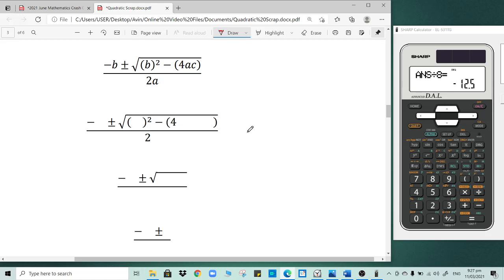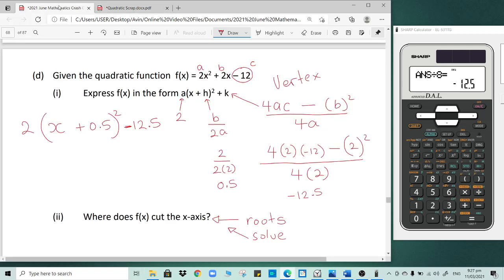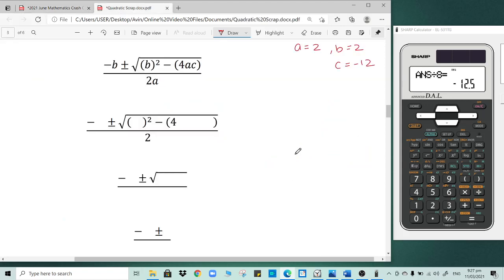So I have another one here. Just recall, A was 2, I believe, B was 2, and C was minus 12. Let me just double check that to make sure. Yep, 2, 2, minus 12. Let's just throw it into the formula. B is 2. Anywhere we see a b, we replace it with 2. A is how much? 2. And C is minus 12. And A is how much? 2.